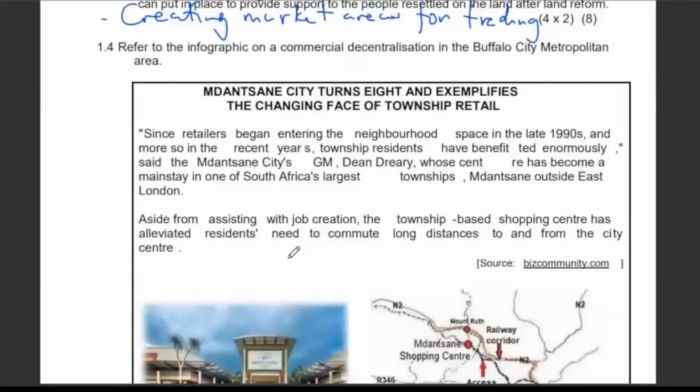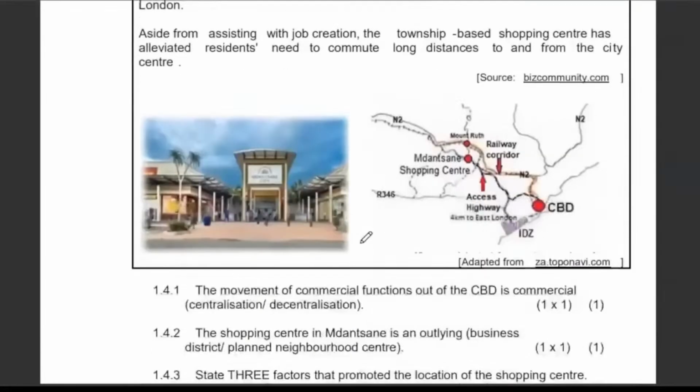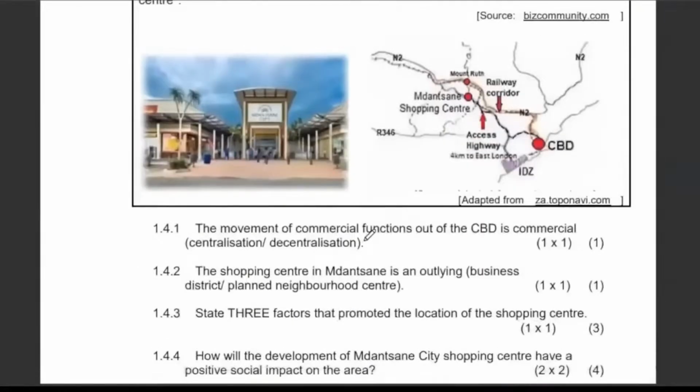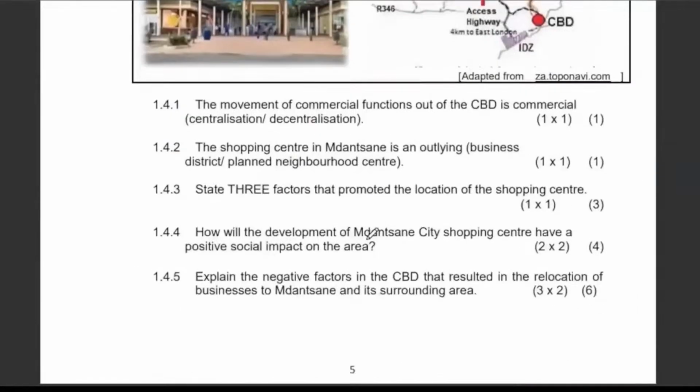Right, that takes us to the end of question number 1.3. We move on to question number 1.4. Question number 1.4 is based on Mtizane City, turns 8 and exemplifies the changing face of township retail. We're not going to go through the text, but we'll go through the questions.